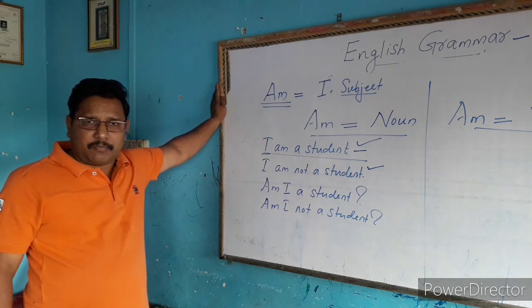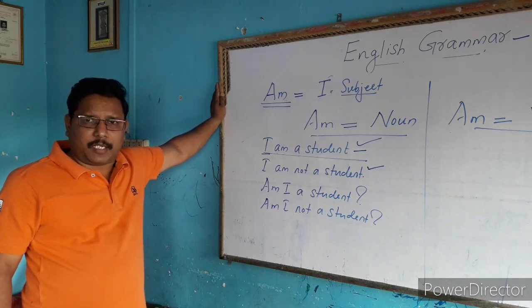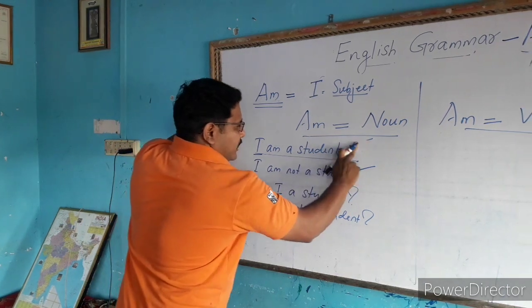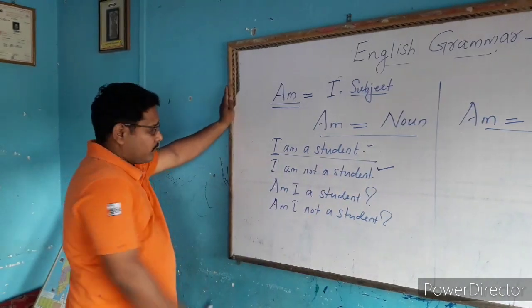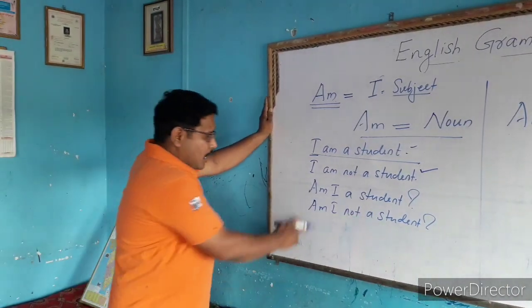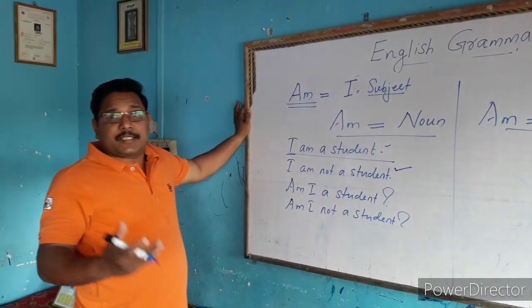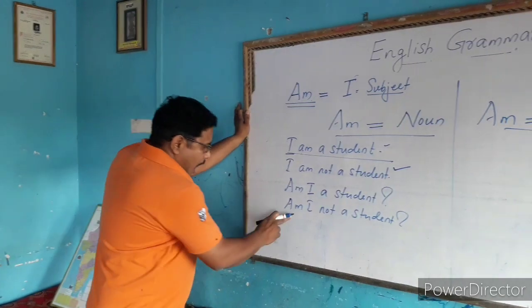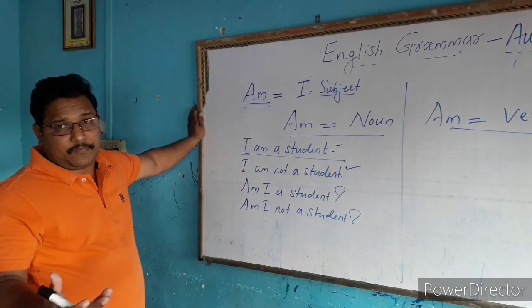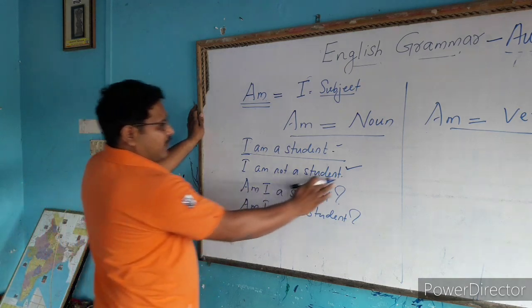We already studied mainly four types of sentence. See, I am a student. This is the positive sentence. I am not a student. Negative sentence. Am I a student? That is a question sentence. Am I not a student? Negative question sentence. See, these are the differences.